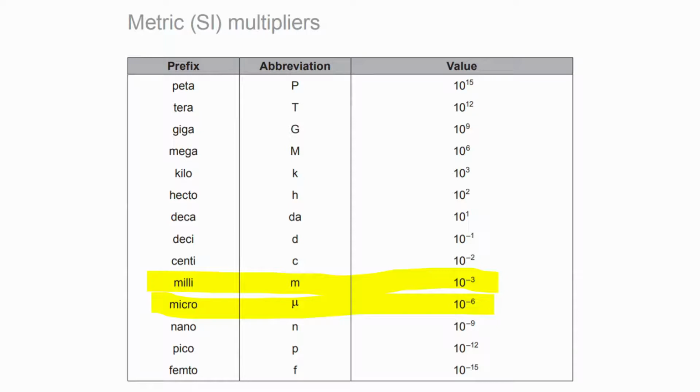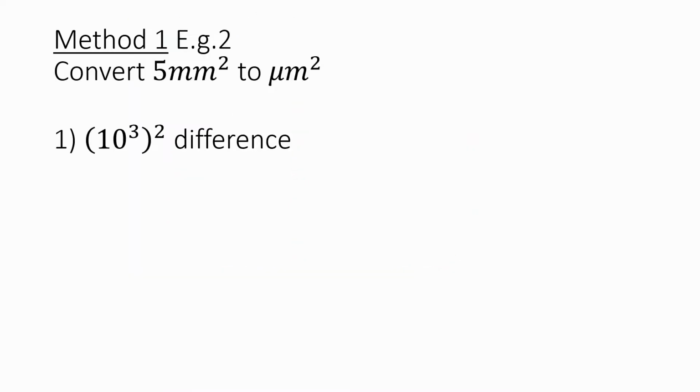So there is a 10 to the 3 order of difference between them, and we square that because we're working with square units, so a 10 to the 6 difference between them, and we're going to times by 10 to the 6 because we're going from a larger unit to a smaller unit, and therefore the answer is 5 times 10 to the 6 micrometers squared.